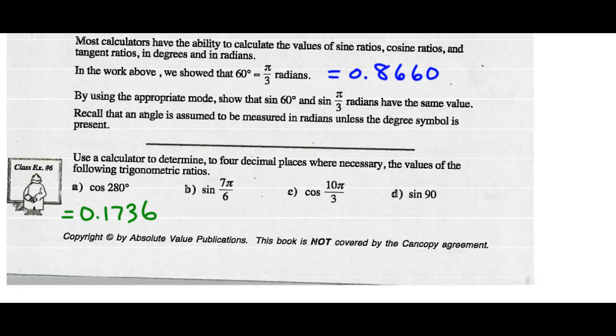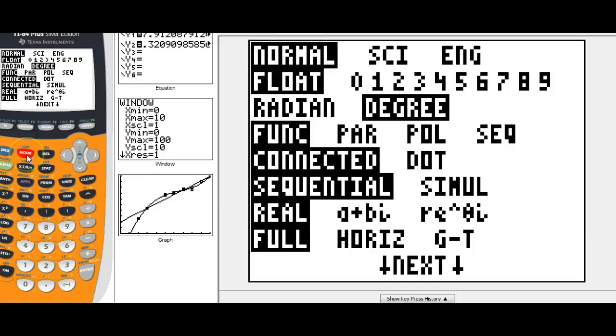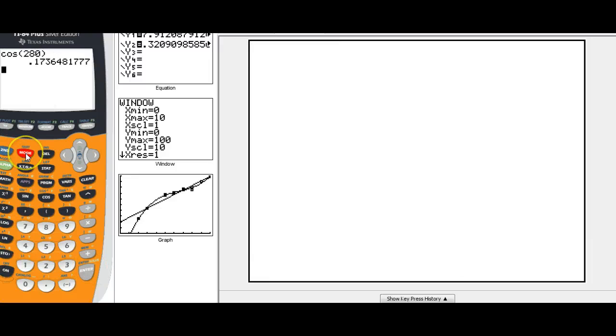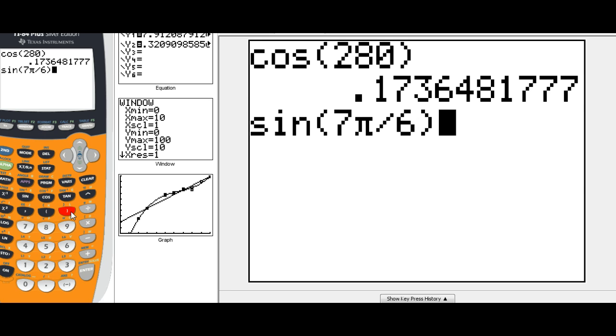The sine of 7 pi over 6. Well, that doesn't have a degree symbol on it, so that must be radian measure. So let's change our calculator to radian measure, and take the sine of 7 pi over 6. So sine of 7 pi divided by 6. And that will give us a value of negative 0.5.